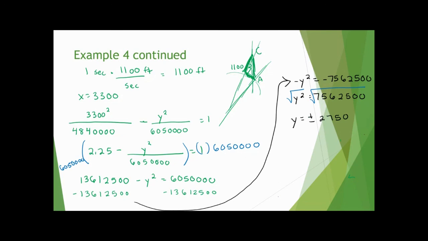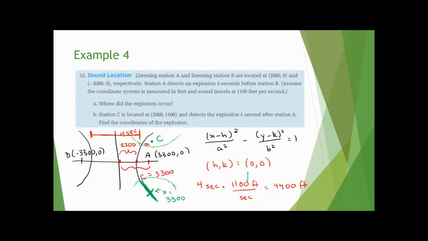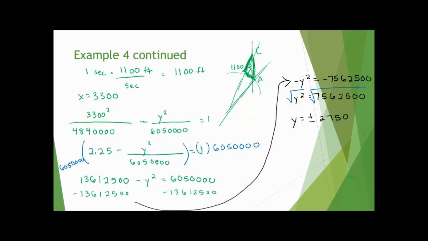Now, based off of our picture, because it took longer to get to C than to A, it's going to be below, so it's going to be the negative version. It's going to be on the bottom. If I go back to my original picture here, it's on the bottom part because it took longer to get to C than to A. So I'm going to use the negative coordinates. The coordinate then is going to be 3,300, negative 2750. And that's giving us the coordinate of where the explosion occurred.